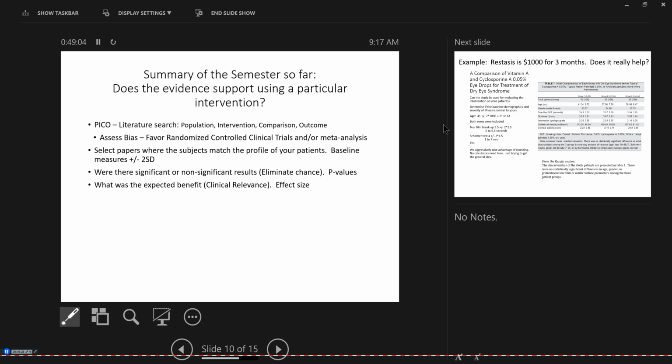So assess bias. The other thing you want to do is you want to select papers where the subjects match the profile of your patient. So if you have a 60-year-old woman in your chair, you don't want to match them to a study done on optometry students. Then you look to see if the results were significant or not. You want to eliminate chance. And then if you do eliminate chance, then you look to see what is the expected benefit. What's your effect size?